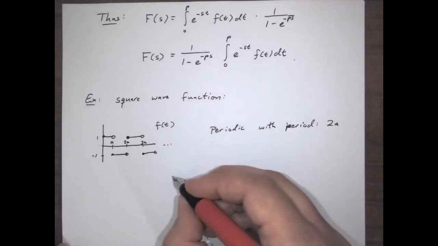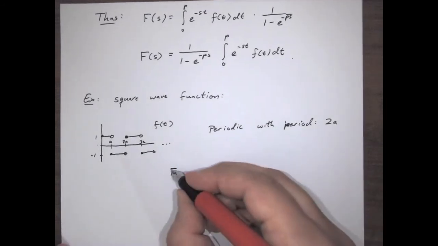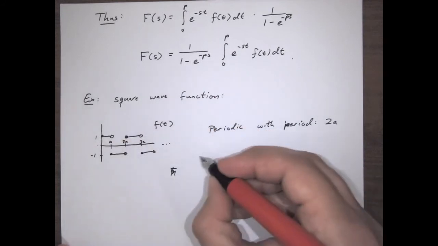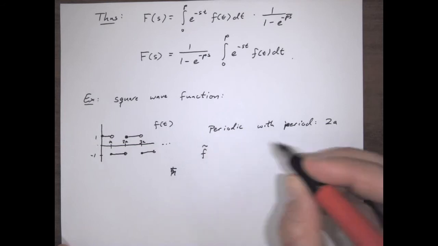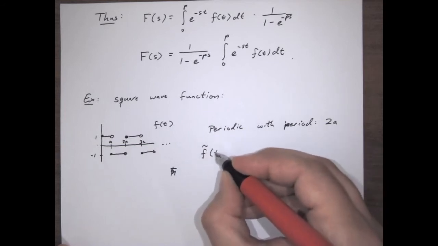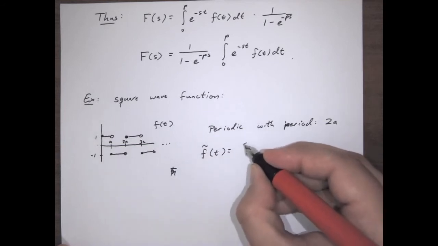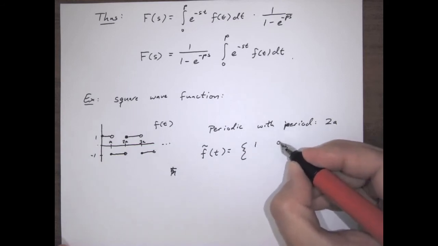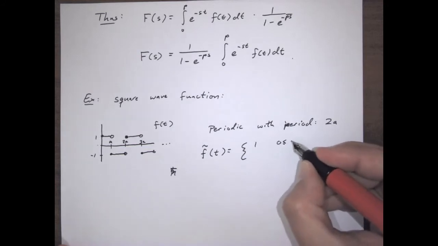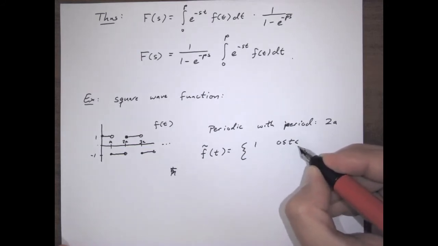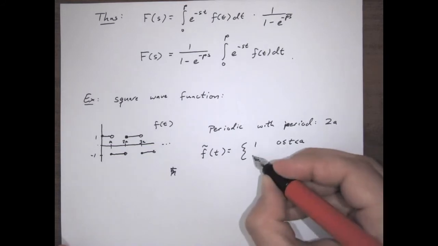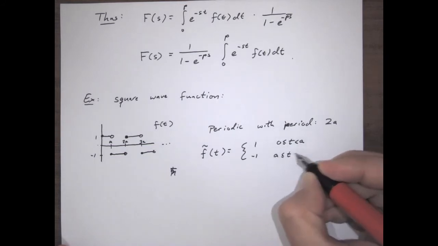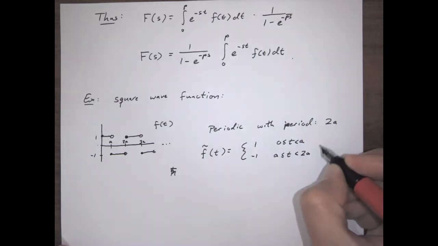Which then means that the truncated version of the function is just going to be equal to the piecewise function that is 1 if 0 is less than or equal to t, which in turn is less than a, and negative 1 if a is less than or equal to t, which is less than 2a.